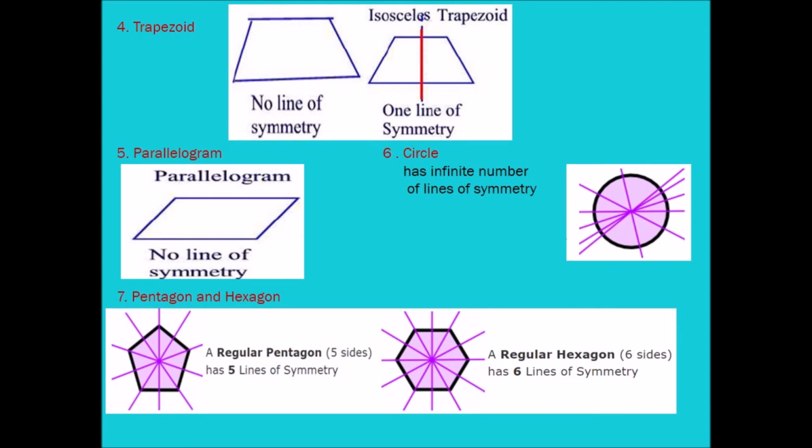The next figure is the trapezoid or trapezium, and we have two types of trapezoid. The normal trapezium has no lines of symmetry. So if I ask you to find the number of lines of symmetry of a trapezoid, you will write that it has no line of symmetry. But if I ask you to find the line of symmetry of an isosceles trapezoid, it will be one line of symmetry. So the isosceles trapezoid has only one line of symmetry.